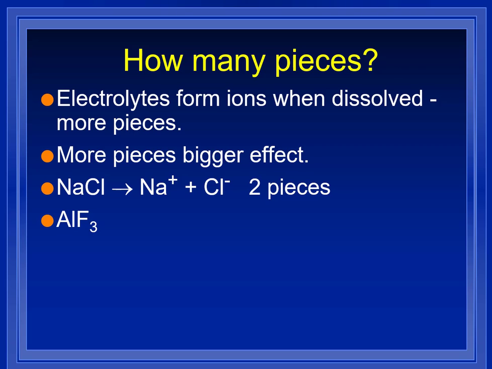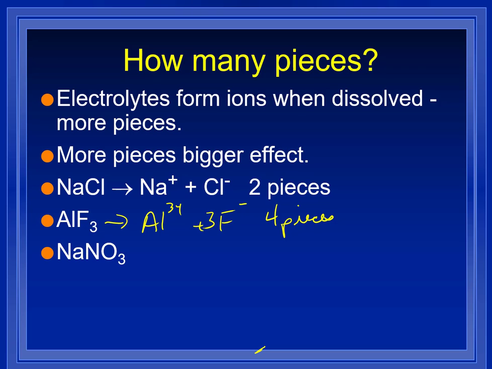So make an Al3 plus and F minuses, and I'd have to make 3 F minuses, so that's a total of 4 pieces. So 1 molar AlF3 would be 4 molar in ions. How about NaNO3? How many pieces is NaNO3 going to fall apart into?